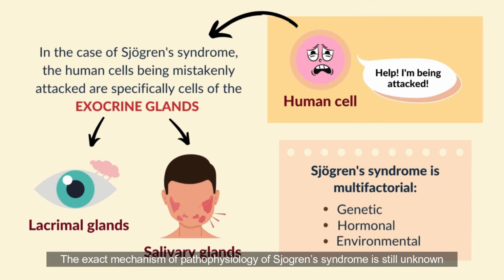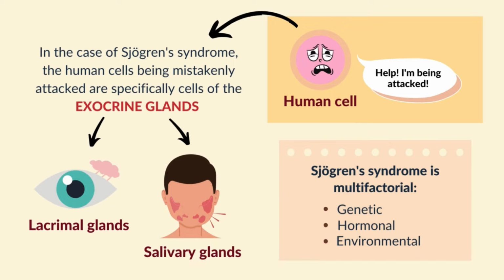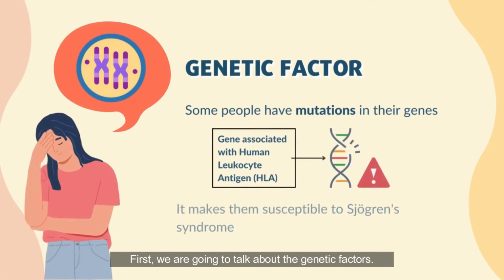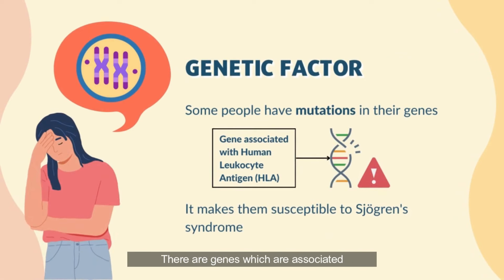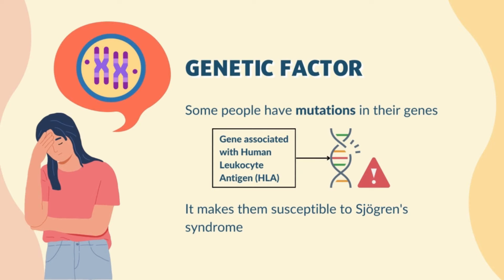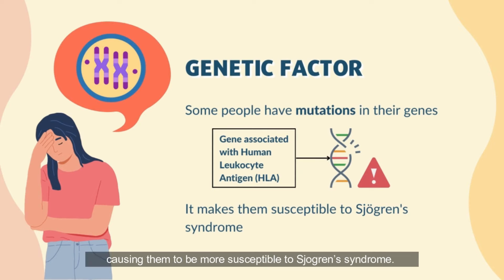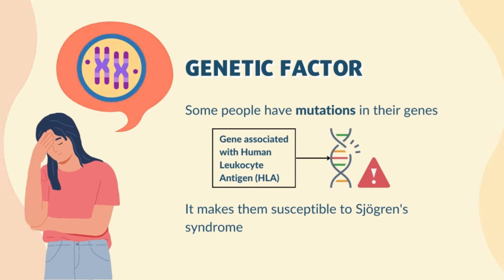The exact mechanism of pathophysiology of Sjogren's syndrome is still unknown, but the cause of this disease is thought to be multifactorial, which involves genetic, hormonal, and environmental factors. First, we are going to talk about the genetic factors. There are genes which are associated with human leukocyte antigen, HLA. Some people have mutations in the gene, causing them to be more susceptible to Sjogren's syndrome.